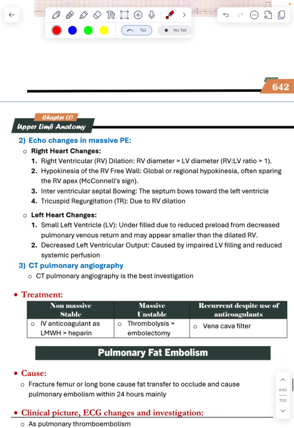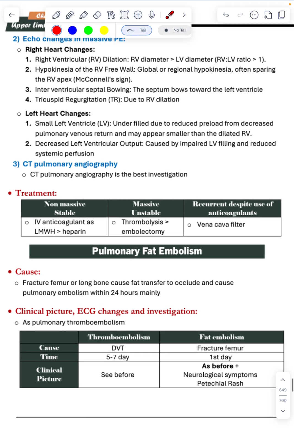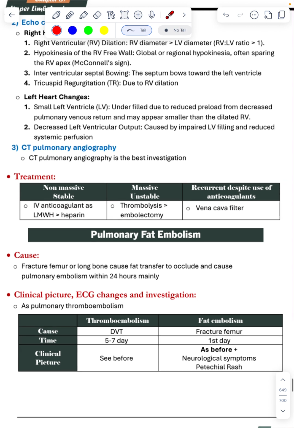Echo changes in massive pulmonary embolism. Right heart changes: right ventricular dilatation, right ventricular diameter more than left ventricle, hypokinesia of the right ventricle, often sparing the right ventricular apex, McConnell sign. Intraventricular septal bowing towards the left ventricle. Left heart changes: small left ventricle. Decreased left ventricular volume output causes impaired left ventricle filling and reduced systemic perfusion.